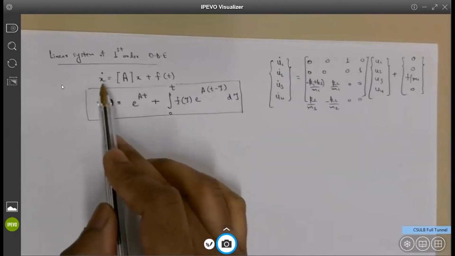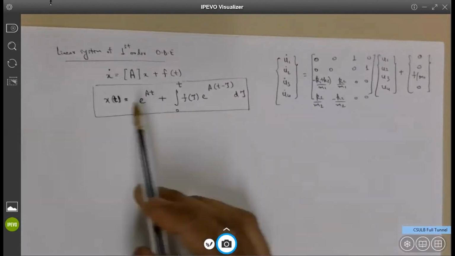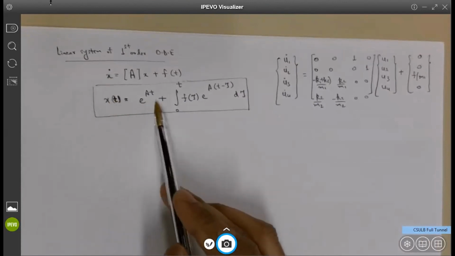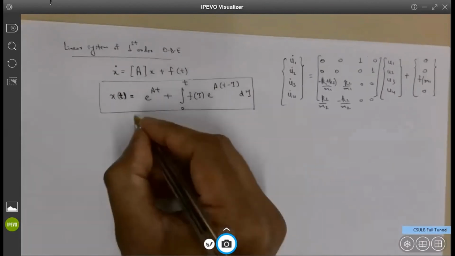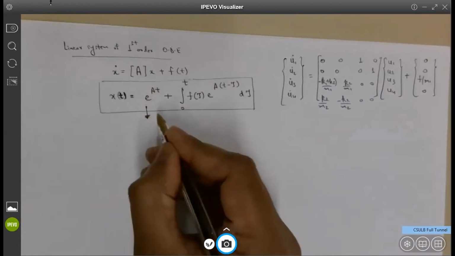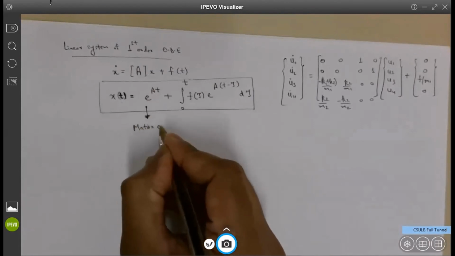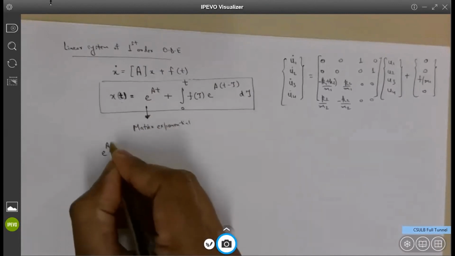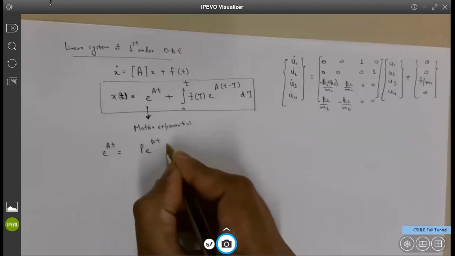So if you have a system of first order ordinary differential equations, then the solution of that vector x at time t is given by this specific expression, where e^(At) is called the matrix exponential, because it is e raised to the power of a matrix. So we have seen so far e raised to power scalars, but now we have a matrix. And to solve that matrix exponential, it depends on, again, P e^(Dt) P inverse.